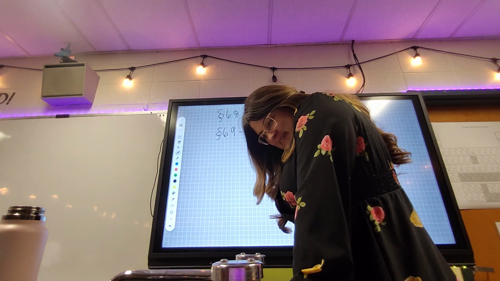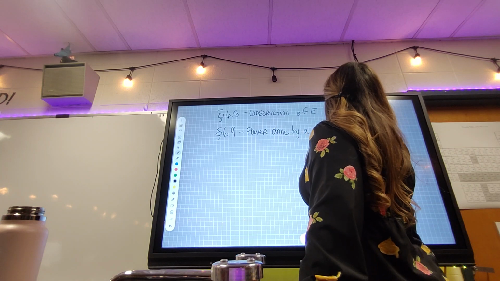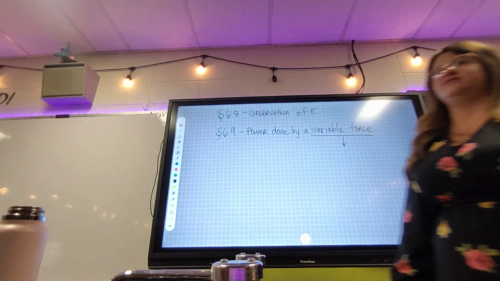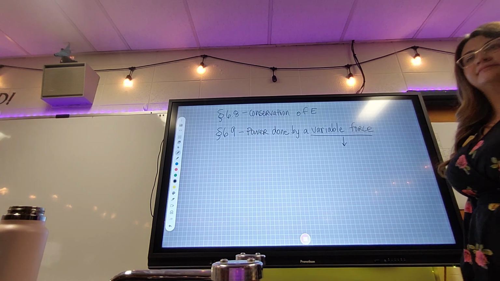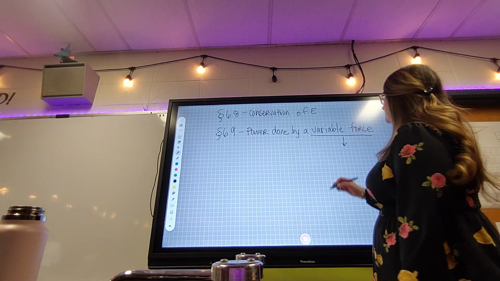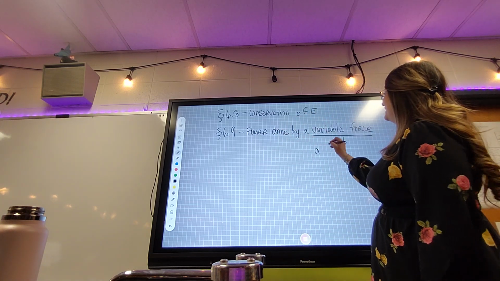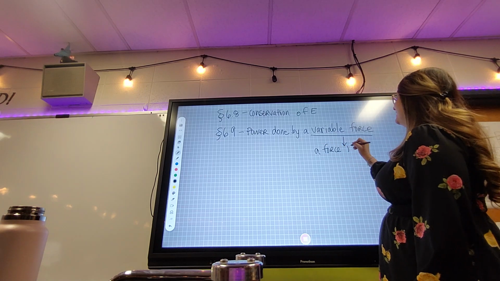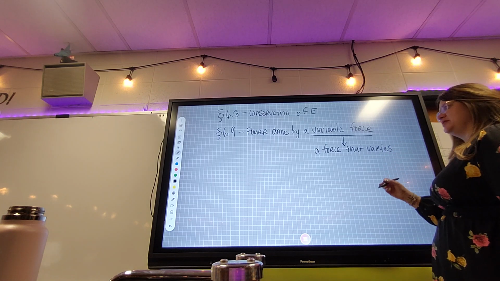In unit 6-9, what's the power? What's the variable force that delivers the power? What do you think it means by a variable force? What do you think those words mean? It's a force that varies. I would say that's probably right, a force that is variable. And because it varies, it's non-predictable.